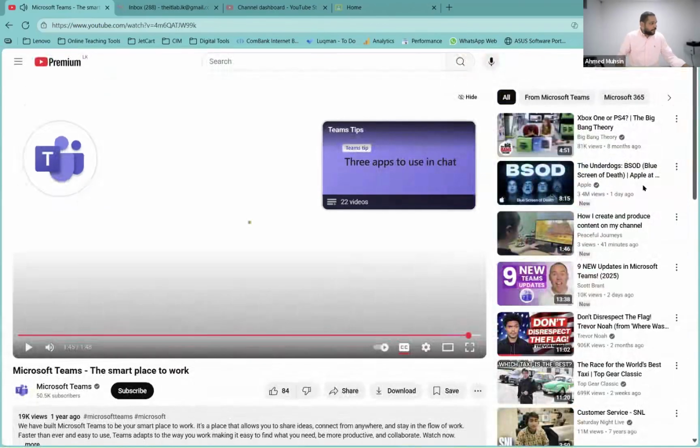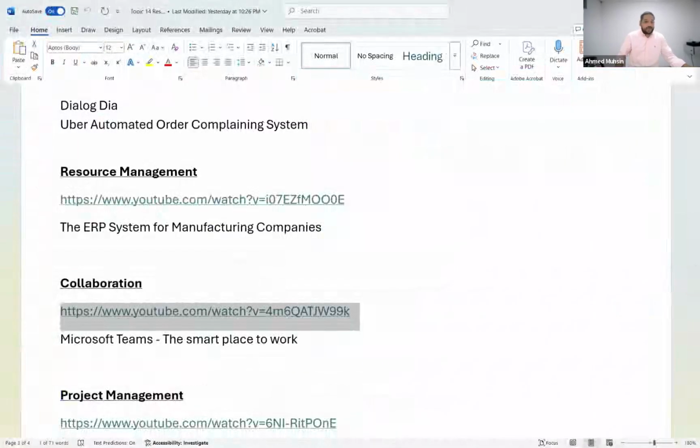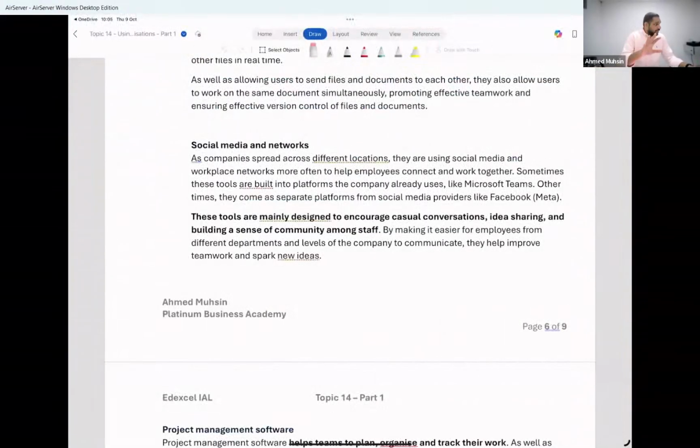Simple example of how IT systems can be used in collaboration. Microsoft Teams is built with a variety of tools inside it that support collaboration, video conferencing, messaging, working on applications. Okay, right. Can you guys read the next one?